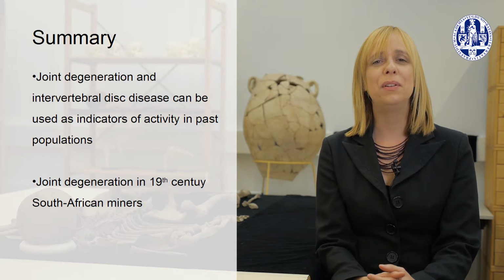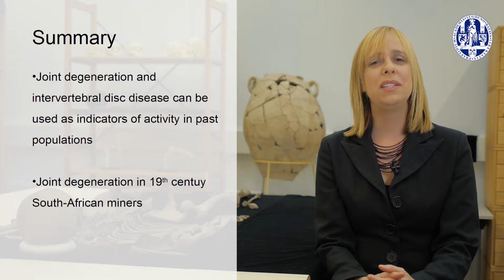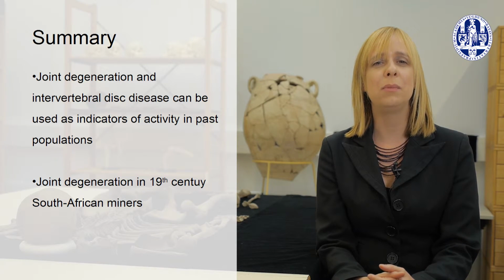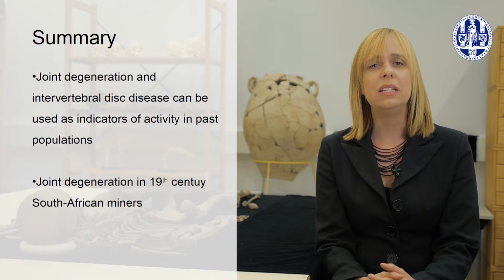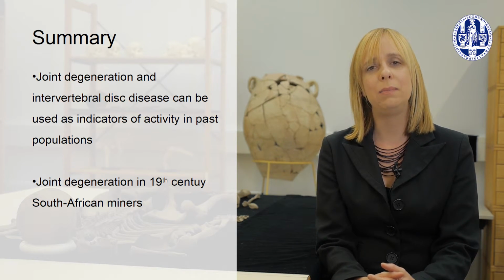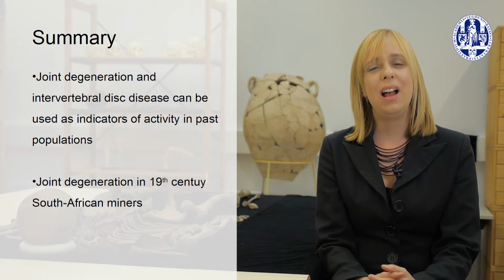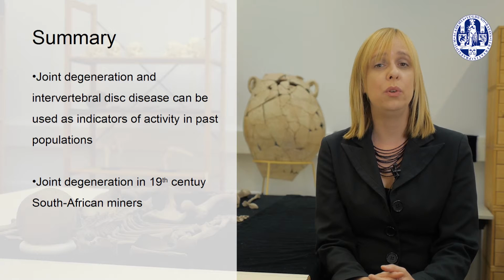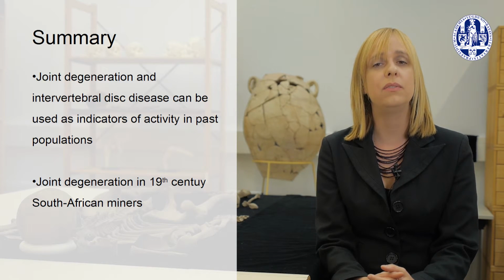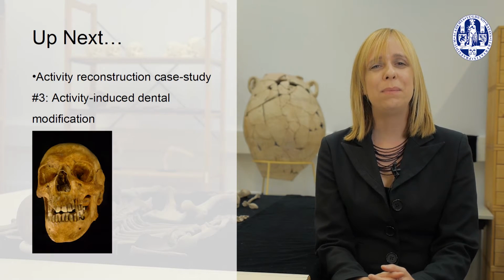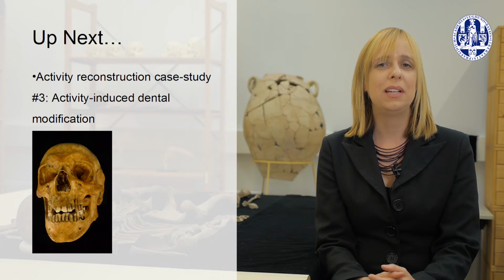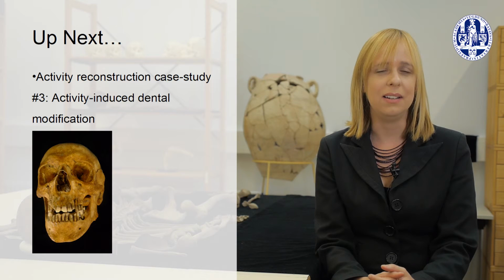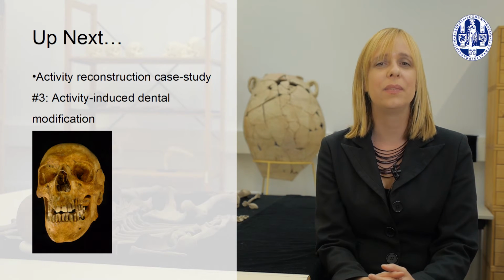In this video, you've learned about joint degeneration, specifically osteoarthritis and intervertebral disc disease, and how osteoarchaeologists can use these as indicators of the activities of past peoples. We've seen how spinal degeneration research has improved our understanding of the activity patterns of diamond miners from the 19th century. Coming up next is the final case study of this module. We'll switch from focusing upon markers of activity in the skeleton to markers of activity in the teeth. See you soon.